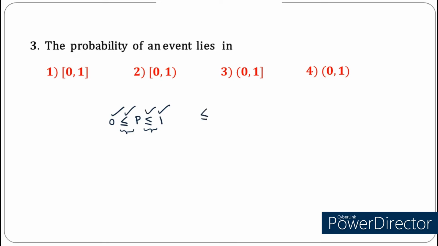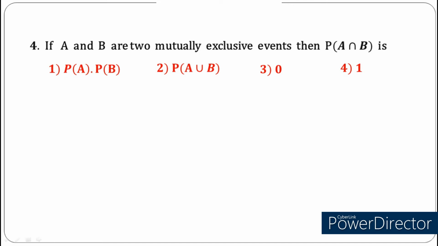See, if you have less than or equal to, we use square bracket. If you have less than, we use open bracket. If you have greater than or equal to, we use square bracket, or this or this, depends. Or even if you have greater than, this or this. So now here you see both sides it is less than or equal to. It means both sides it has to be square bracket. From where to where? 0 to 1. Option A. Right, let's see the fourth question.